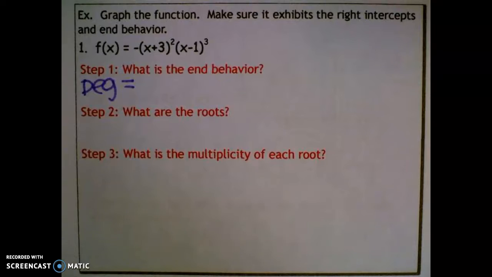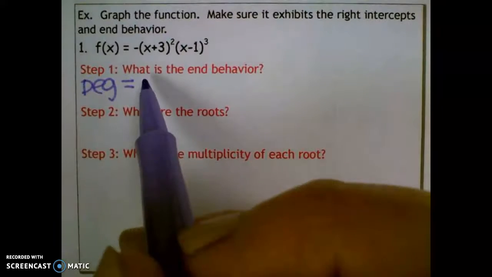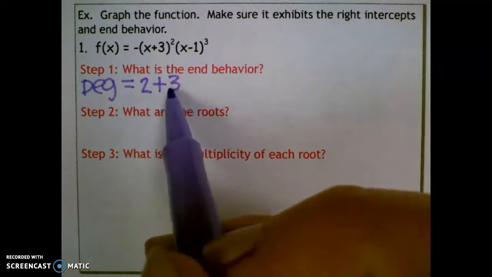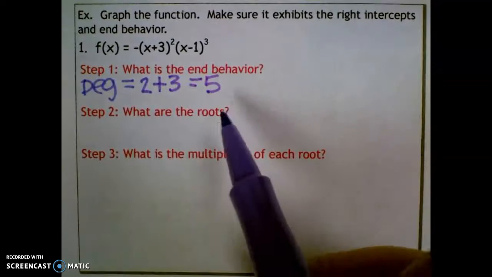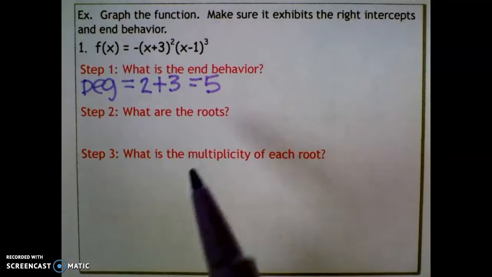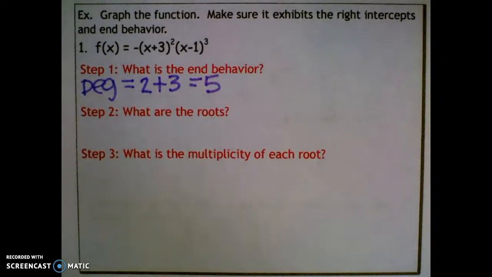But for the degree, if it's in factored form, we have to add those exponents together to give us a degree of 5. Now, that's important because sometimes your individual degrees are not going to be the even or odd number that you need for the whole one. So make sure if it's factored, you add all those exponents. Because if you were to turn this into standard form, you would end up with x to the 5th. Don't waste your time actually doing it though.